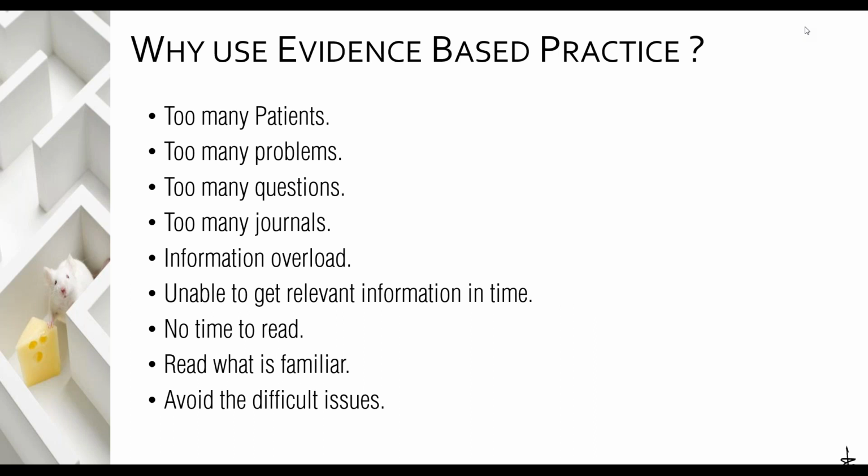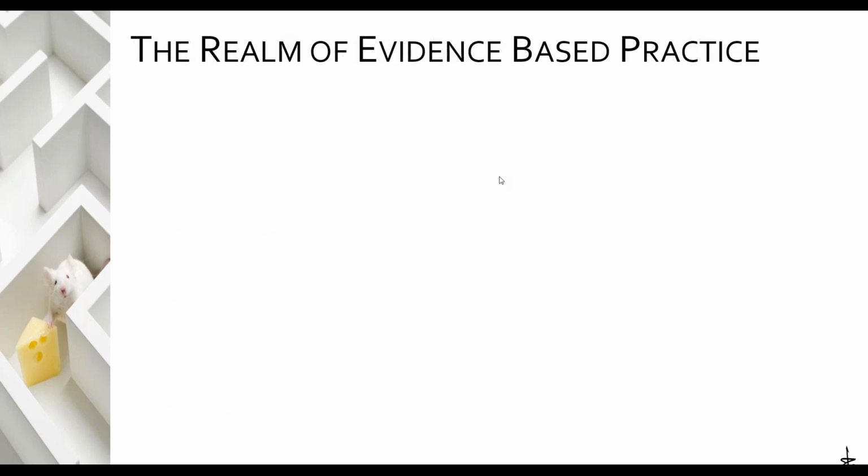We don't have time to read, so this also ties in with the previous lecture. So we are really busy. We read what we like. Again, if I like cardiology, I'm going to read more cardiology than I'm going to read endocrinology. So we read what's familiar, and we avoid the difficult stuff. If there's something I know that I don't like and I always have a problem with, I'm going to stay away from it. This is just human nature. Okay, so this is what the problem is, and this is why we have evidence-based practice.